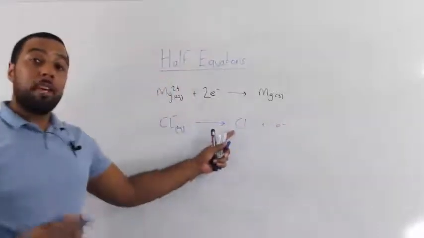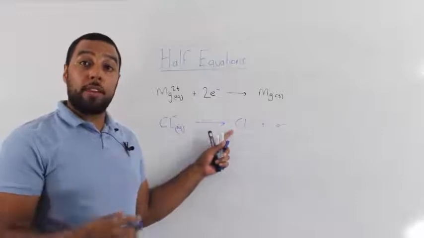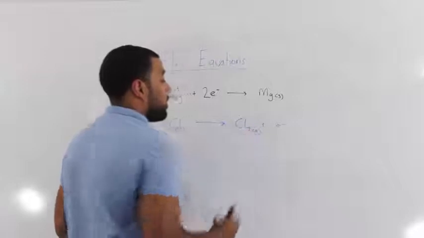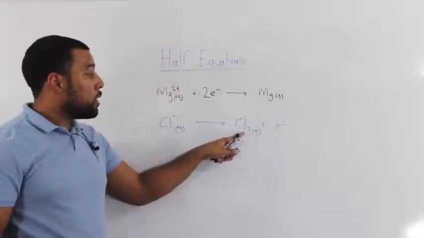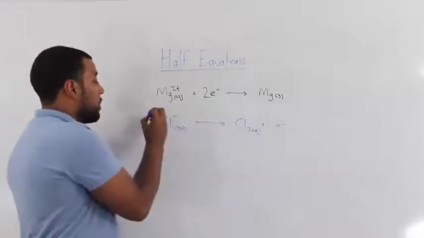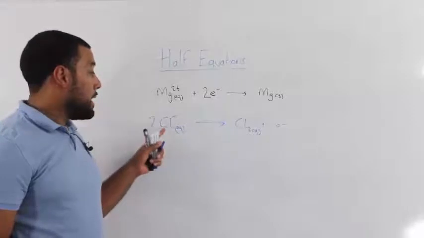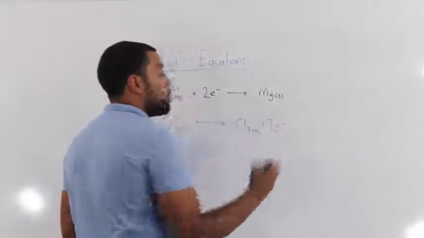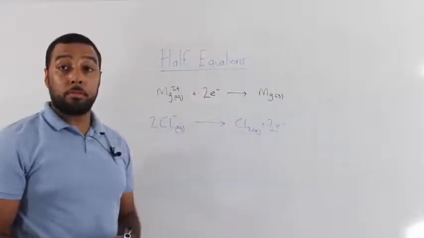Now remember, chlorine is a diatomic gas, which means there need to be 2 chlorine atoms joined together. And if we were to balance this half equation out, we've got 2 chlorine atoms here, which means we need 2 chloride ions. Each chloride ion loses 1 electron, so we would have a total of 2 electrons being lost.